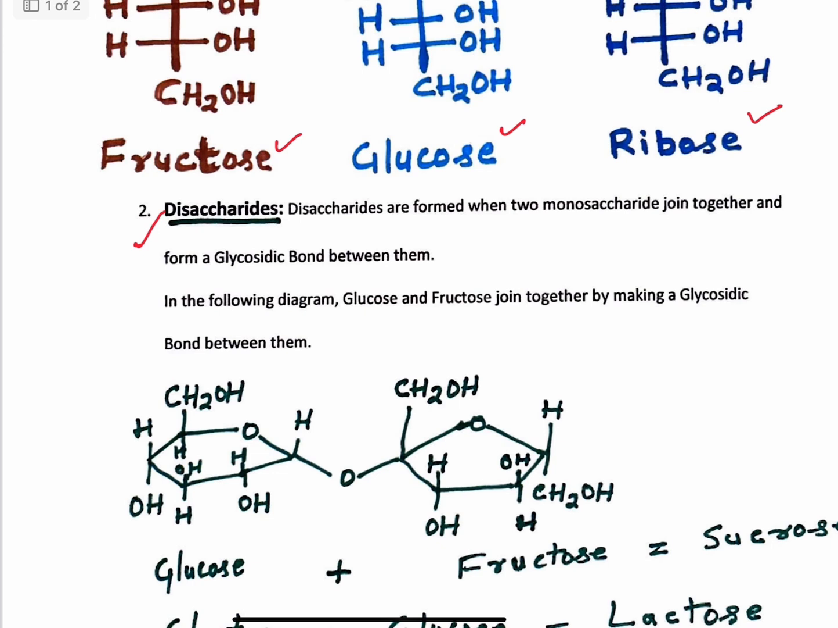So let's talk about disaccharides. Disaccharides are formed when two monosaccharides join together with a glycosidic bond. So this is a glycosidic bond between them. What happened is basically a water is out, and this is called esterification basically.